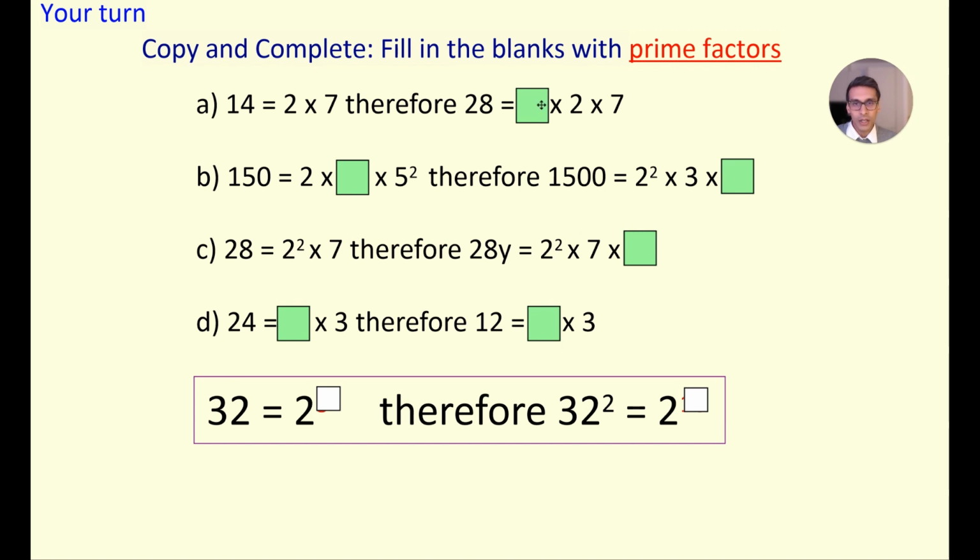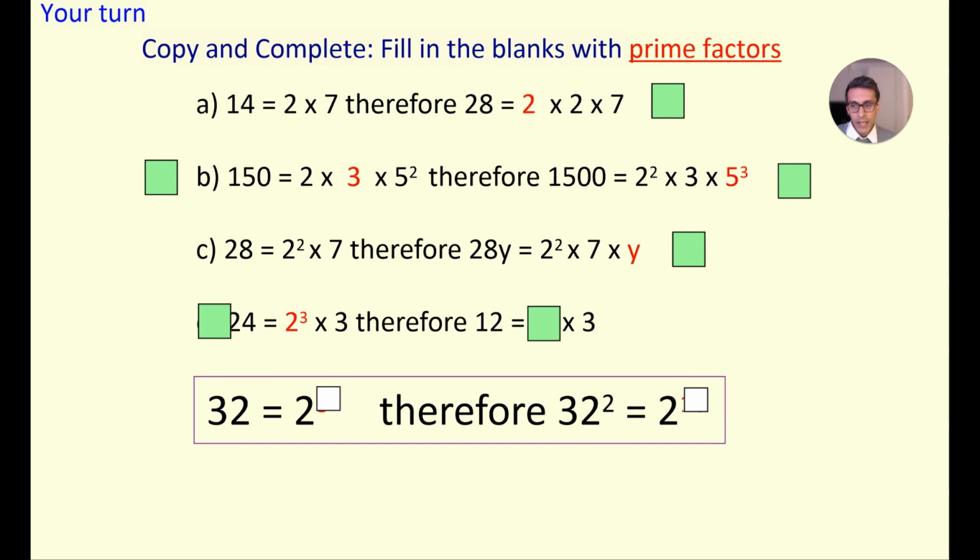Okay, so here are the answers. We know that there's going to be 2, there's going to be 3, and 5 cubed. For question C, you should have got y, and for D, you get 2 cubed, which is 8. And here it's going to be 2 squared. Now, this is an interesting one. The last question, 32, can be written with a base of 2, which can be 2 to the power 5. And then when you square it, it's the same as 2 to the power 5 times 2 to the power 5. Using laws of indices, you're going to get 2 to the power 10.